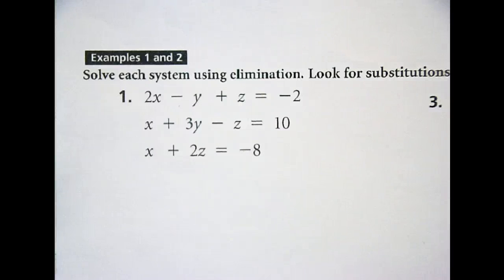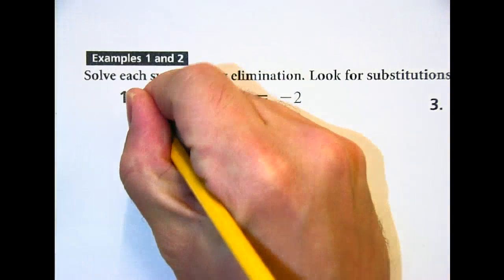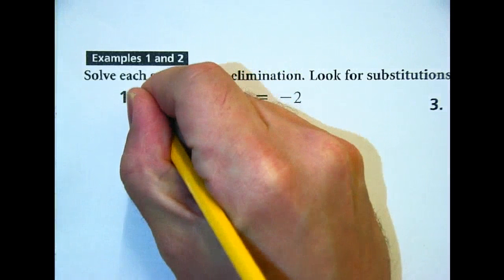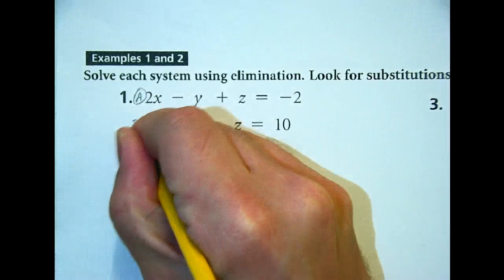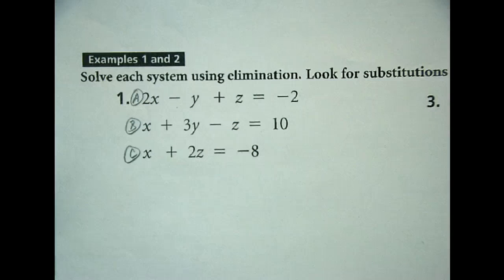Okay, here we go. Number 1. First thing I'm going to do, I'm assuming you've copied them down on a separate sheet of paper. You stay with me and make sure you ask questions as we go. I'm going to label these equations A, B, and C, and those are going to be my road markers as we progress.